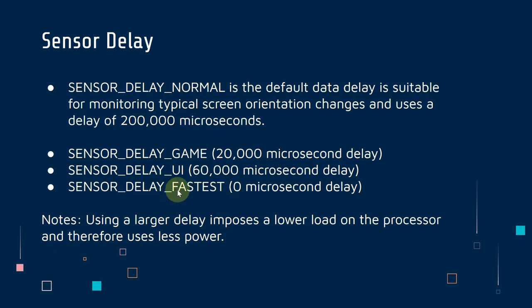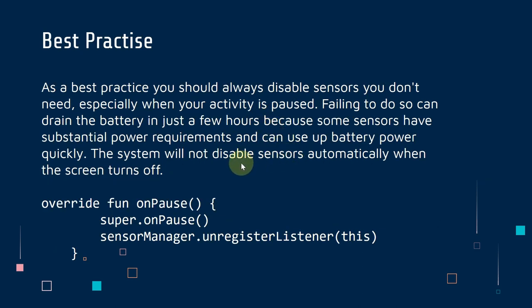Using a larger delay will impose a lower load on the processor and therefore uses less power. So if you put the delay fastest here, it may drain your battery fast. So my consideration is, be careful with this sensor delay. For the different configurations, sensor delay normal is 200,000 microseconds, sensor delay game is suitable for playing games at 20,000 microseconds, then sensor delay UI, and finally without delay at all, sensor delay fastest.